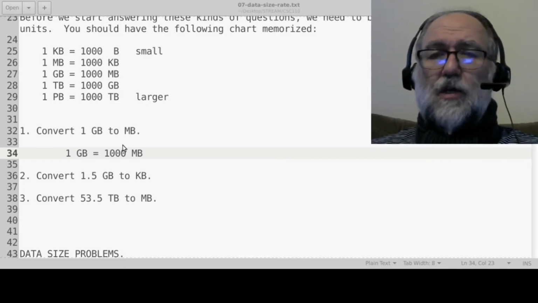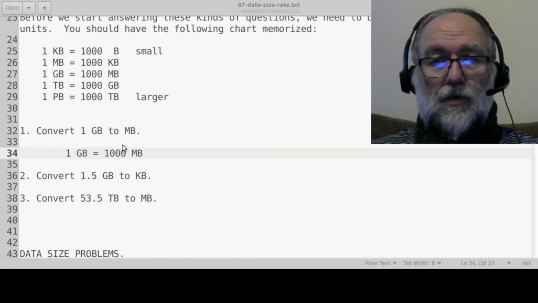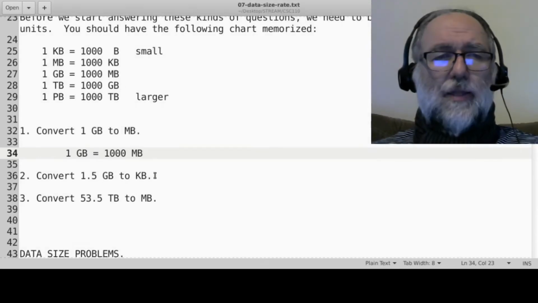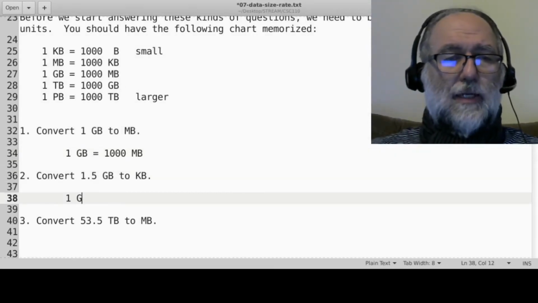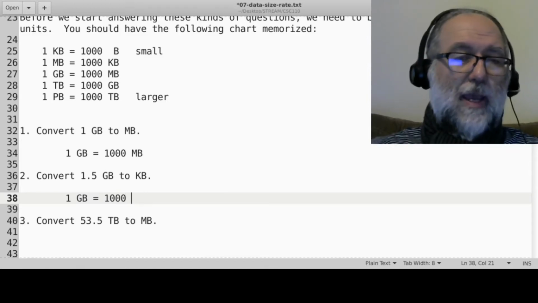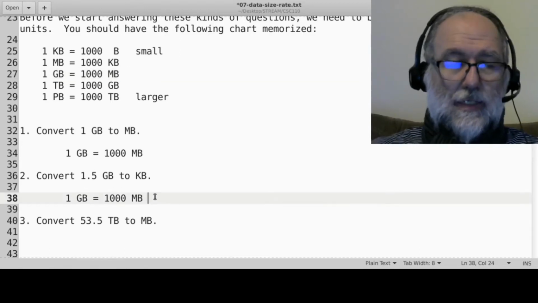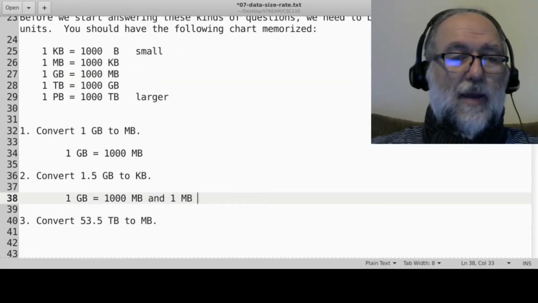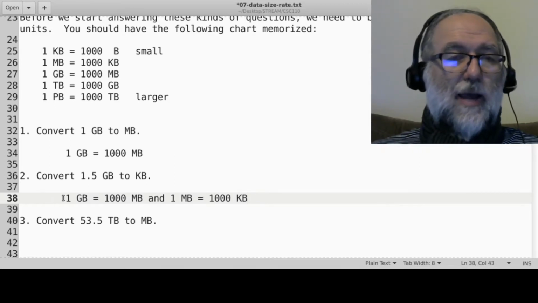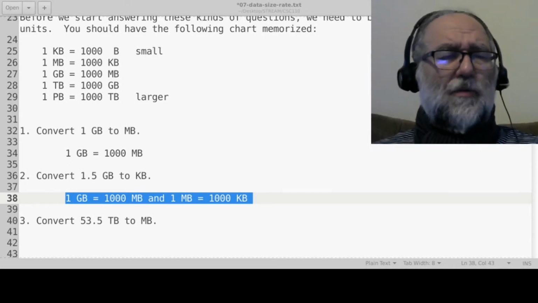Now what if I said convert 1.5 gigabytes to kilobytes? Well, I did tell you that 1 gigabyte is the same as 1,000 megabytes. You say, where'd you get that? That's right there. And 1 megabyte is the same as 1,000 kilobytes. And so we need to combine these two statements together. I'm going to show you 2 ways of doing this in a minute, but let's just try to think of it intuitively first.